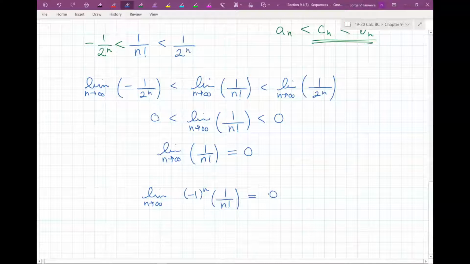right? So the problem says show that it converges. Well, there you go. I just showed that it converges. It gave me an actual numerical answer. And then they say find its limit. Well, I did that at the same time. The limit is 0.